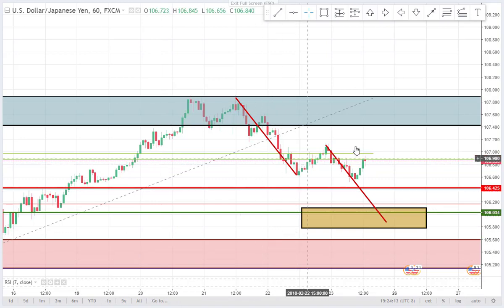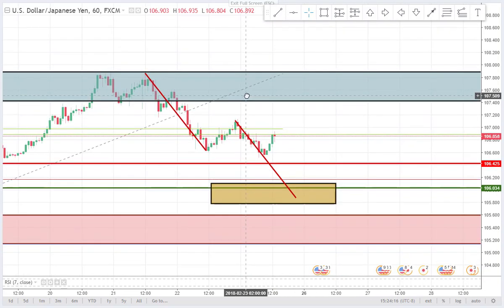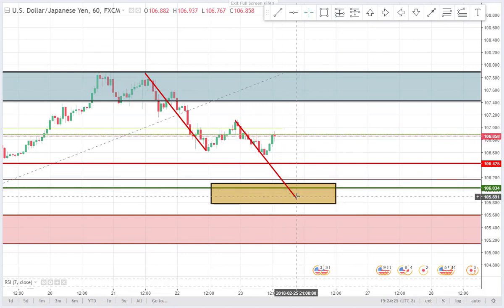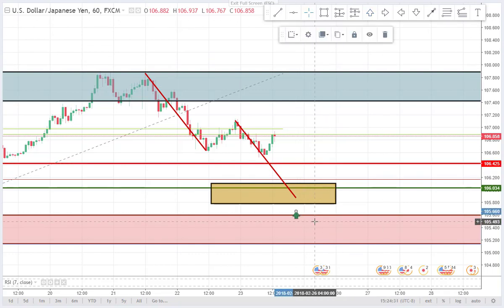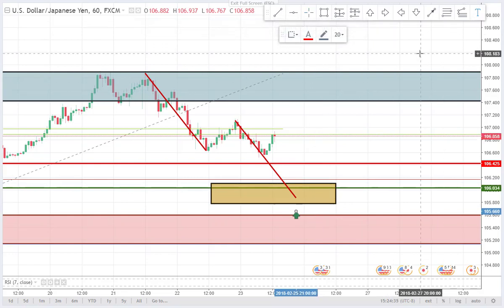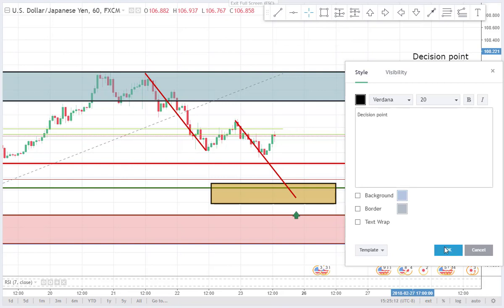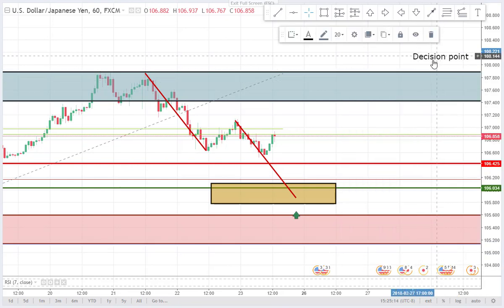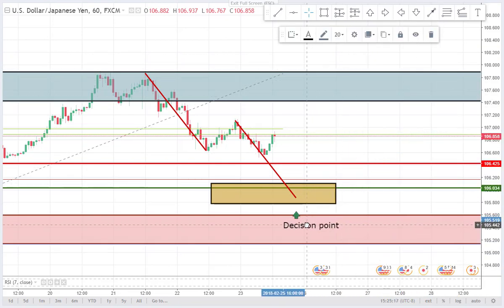So as soon as this happens, we try to predict the future. Let's just say that price action does do what we expect it to do and gives us a push down to this area. As soon as price action hits this point, this is where we have what I call a decision point. Let me try to write it down. So this is where we have a decision point.